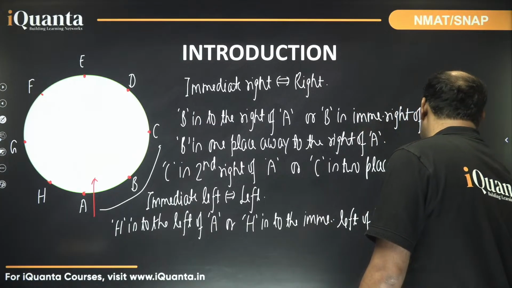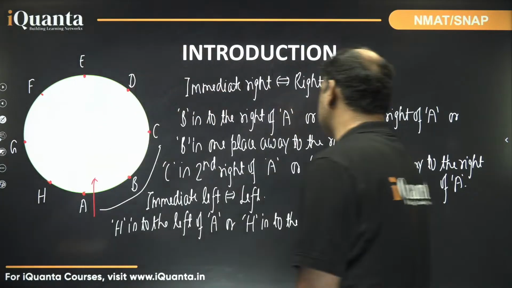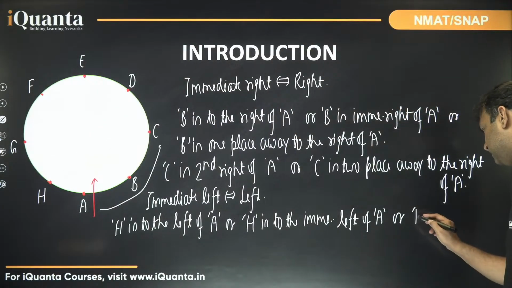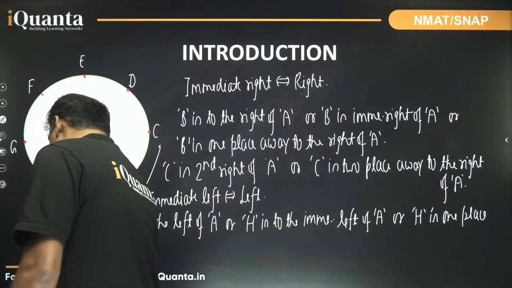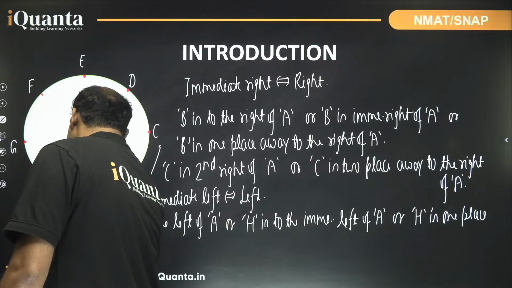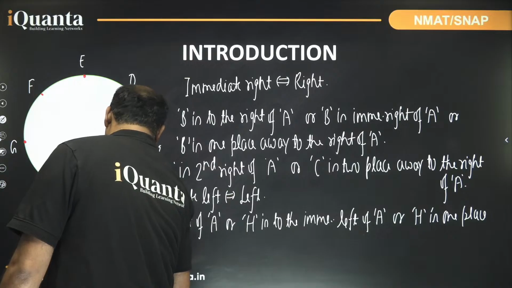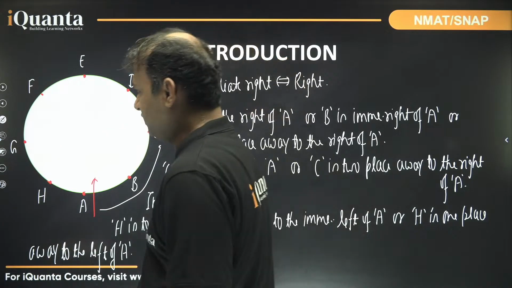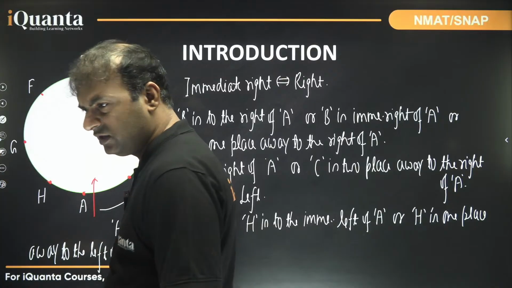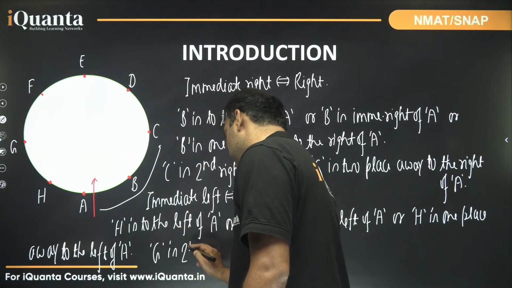Okay, what next? Guys, we can also write that H is one place away to the left of A. All right. Now, the last thing in this slide we want to discuss is who is second left of A. So obviously G is second left of A. We can easily say that, right? Let me write this. G is second left of A.